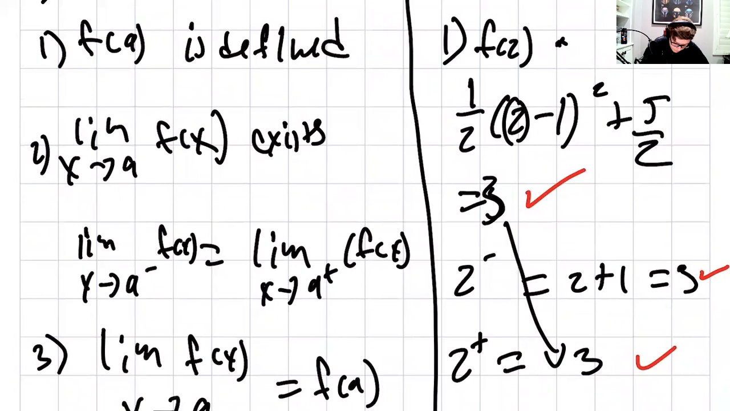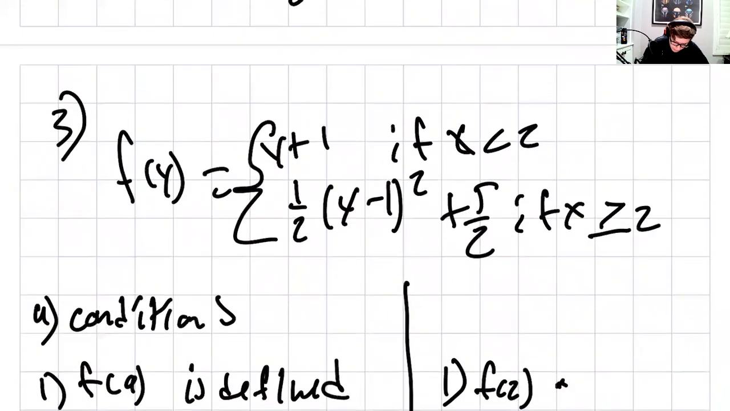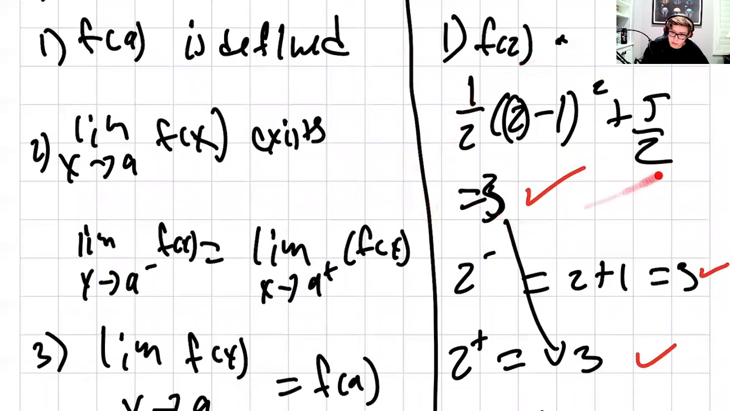Then for the limit of f of x to exist, the limit from the left-hand side and the limit from the right-hand side must be equal to each other. So if we plug 2 into the first equation, x plus 1, 2 plus 1 is equal to 3. We did the second equation right here.